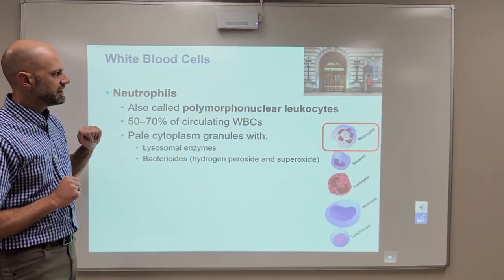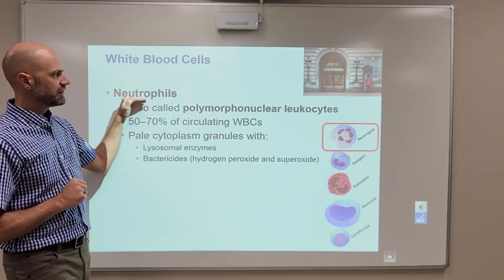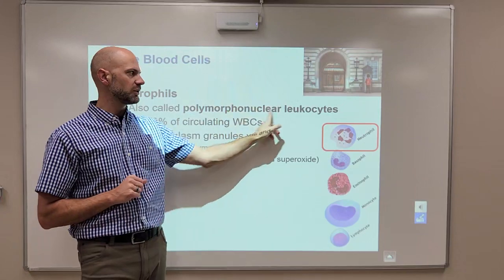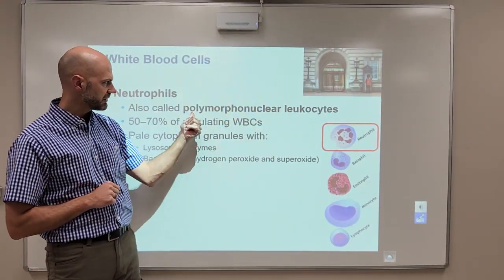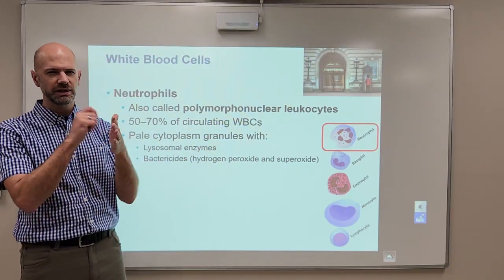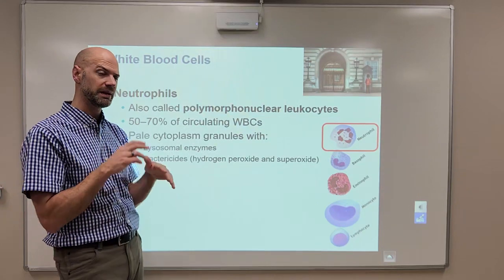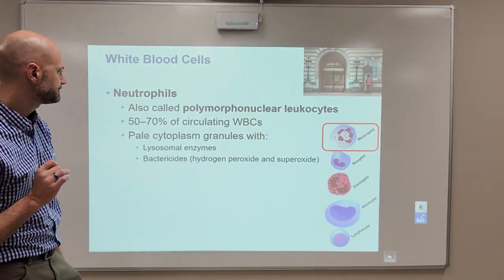Okay, 50–60% of circulating white blood cells are of this type. Often, neutrophils are referred to as polymorphonuclear leukocytes, or sometimes referred to as PMNs. If you look at a pathologist's write-up, you'll see PMN, okay? Polymorphonuclear cells.